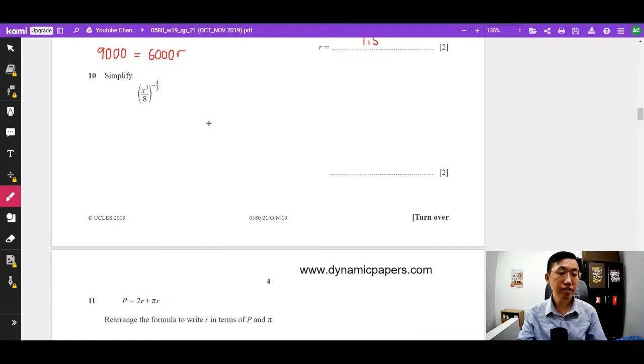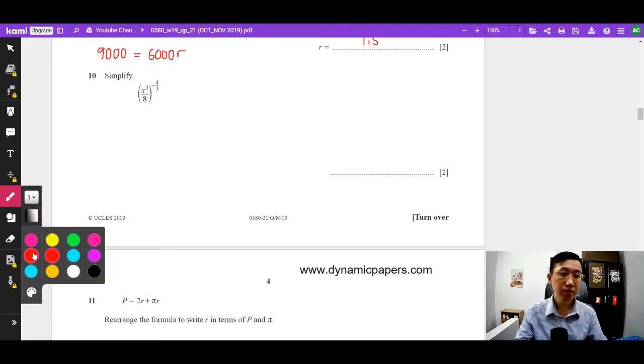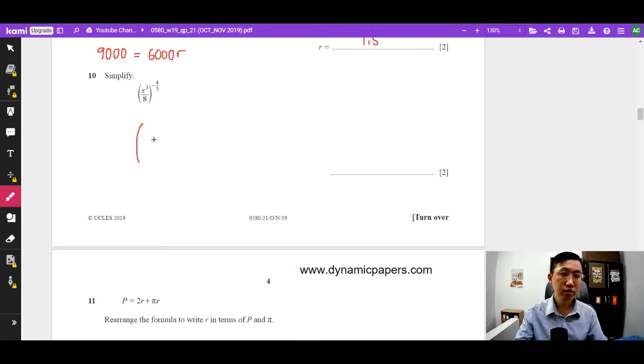Okay, question 10 now, simplify. I can see this is an indices question. So how to do this? Whenever you see a bracket and then there's a negative fraction power, this is a technique, pay attention. When you see a negative power, negative 4 over 3, you can actually flip this fraction inside this bracket. So 8 you write on top, and your x to the power of 3 you write below. You flip the fraction inside the bracket and your power will now become positive.